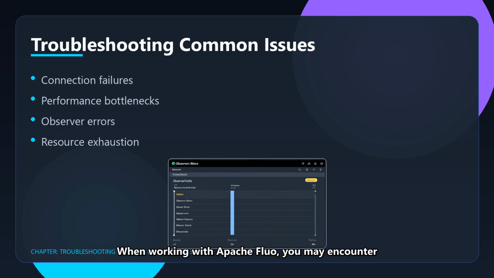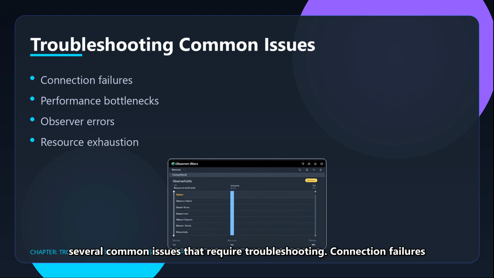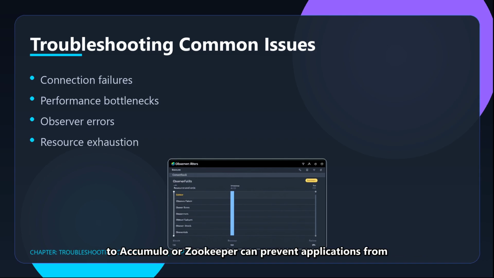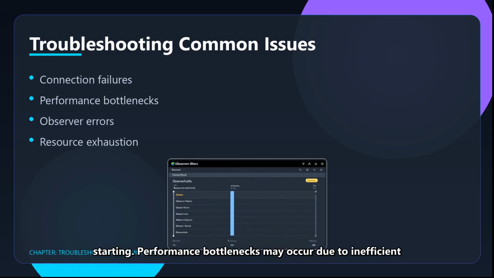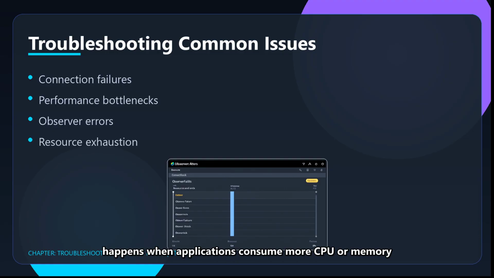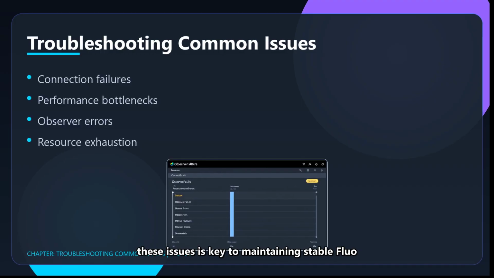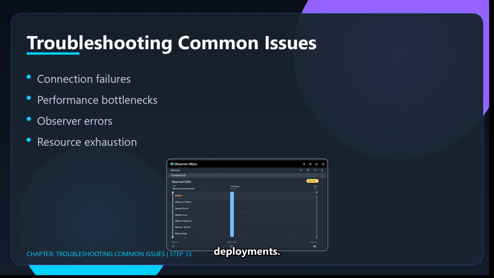When working with Apache Fluo, you may encounter several common issues that require troubleshooting. Connection failures to Accumulo or Zookeeper can prevent applications from starting. Performance bottlenecks may occur due to inefficient observers or resource constraints. Observer errors can result from incorrect logic or data handling. Resource exhaustion happens when applications consume more CPU or memory than allocated. Understanding how to diagnose and resolve these issues is key to maintaining stable Fluo deployments.